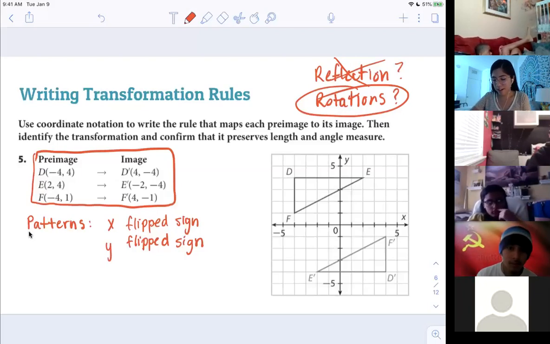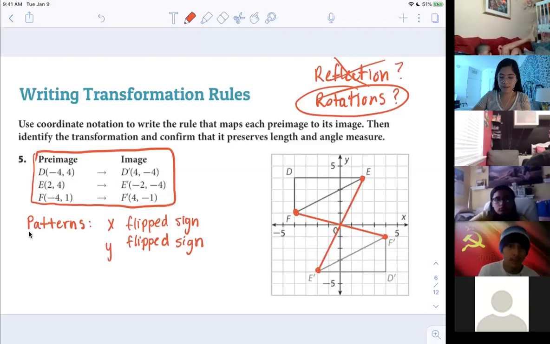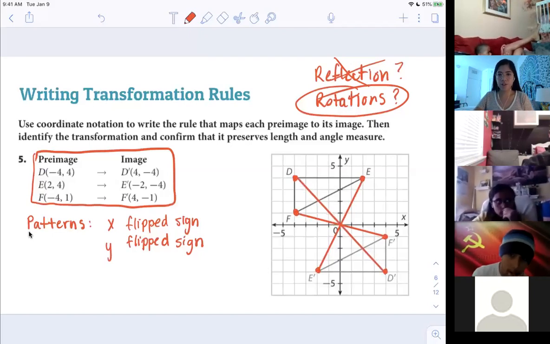Another way to think about it is if this was a reflection, then you would be able to draw a straight line connecting each point. So E to E should be a straight line, and they should never cross. So let's see if these cross. F to F prime, what happens? They cross. D to D prime makes it even worse. They're all crossing. Since they're all crossing, that should give you a hint that you're not reflecting, you're actually rotating.